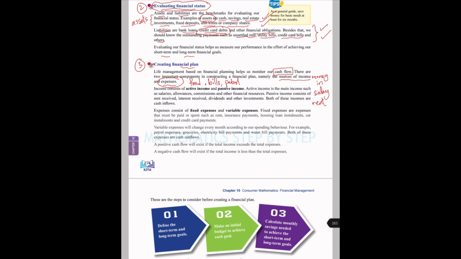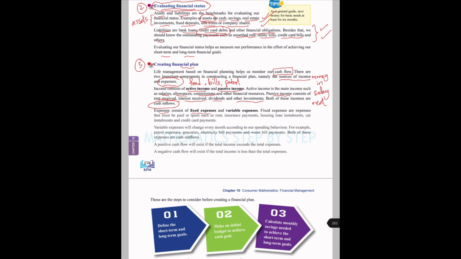Okay, so income consists of active income and passive income. Active income is the main income such as salaries, allowance, commissions, and other financial resources. Okay, active income is the income that we get when we work. Okay, whereas passive income consists of rent received, interest received, dividends, and other investment. Okay, passive income is the money that we receive from our investment. Okay, we don't work actively, but we still get paid. Okay, so both of these incomes are cash inflow. Okay, money is coming in.